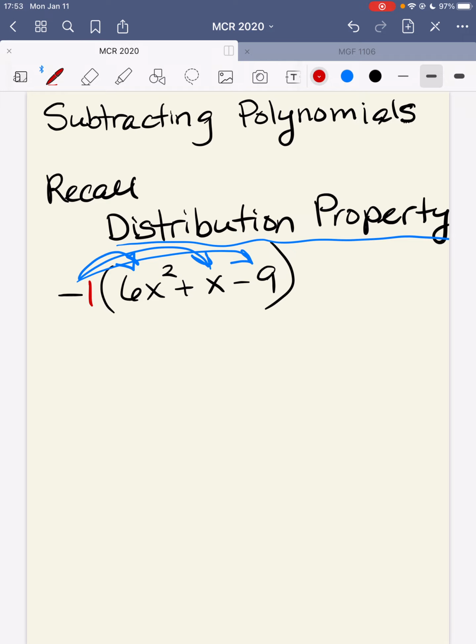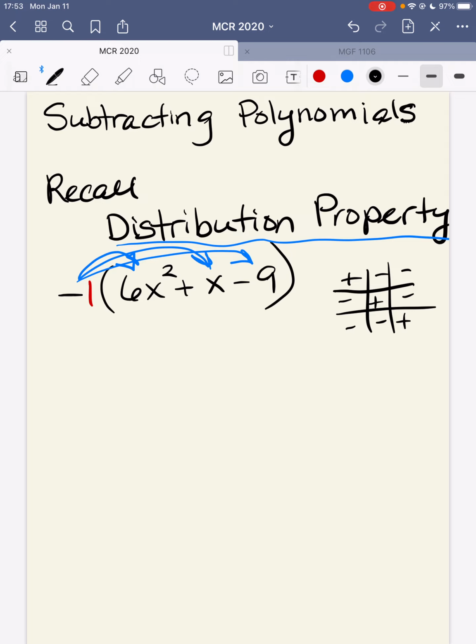When we multiply, I remember I showed you guys this a long time ago. This is a way for multiplication and addition of integers to figure out what sign I need. All multiplying by a negative does is change every sign in the parentheses.